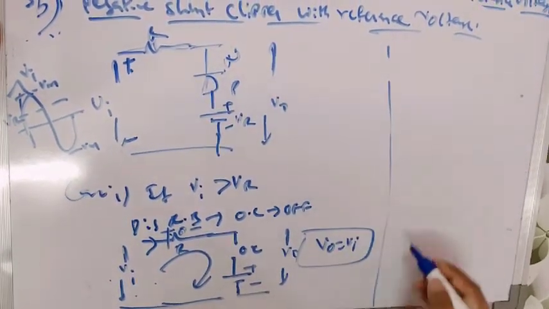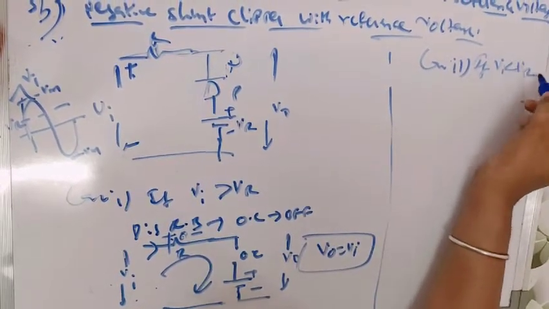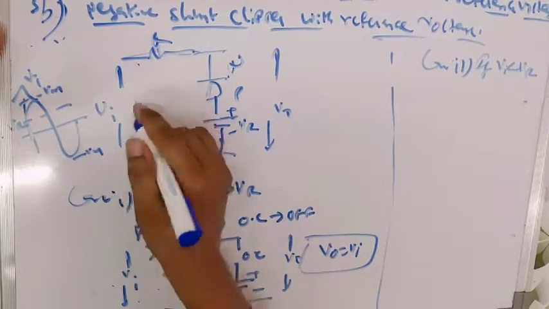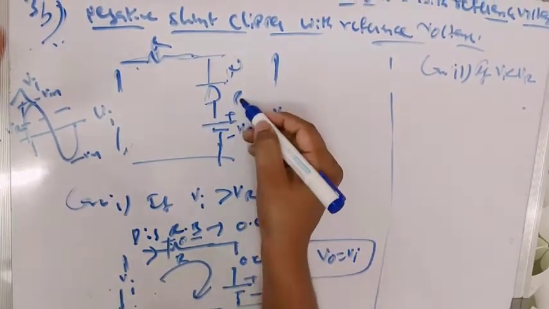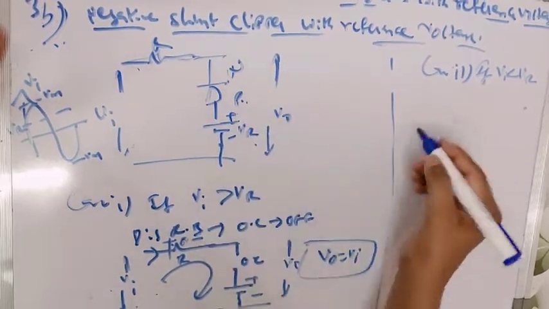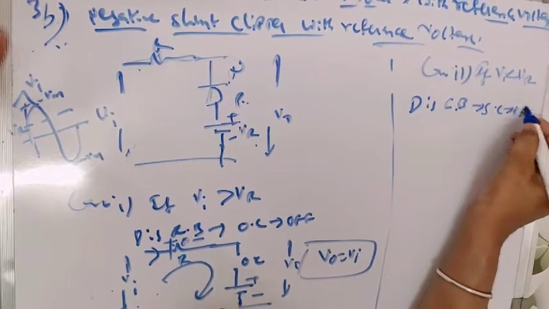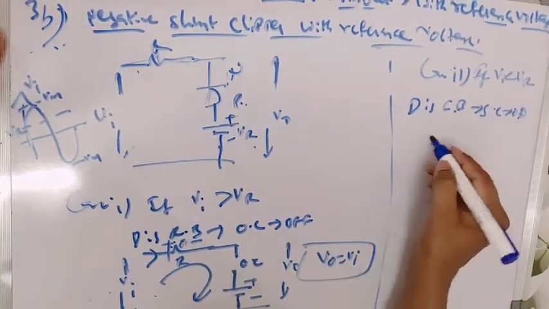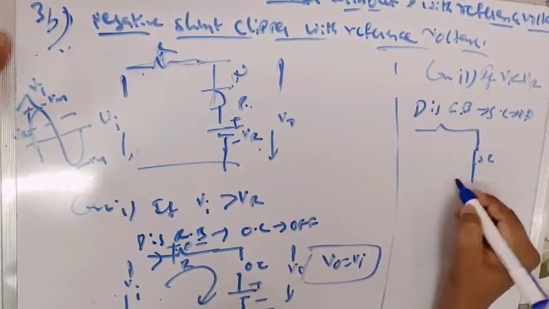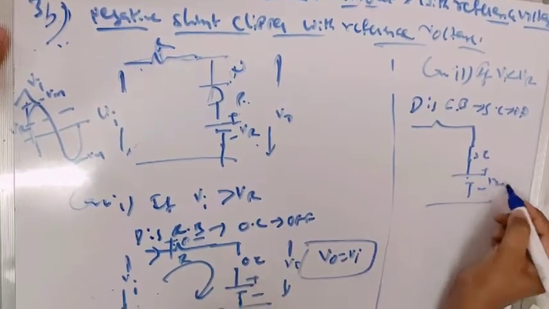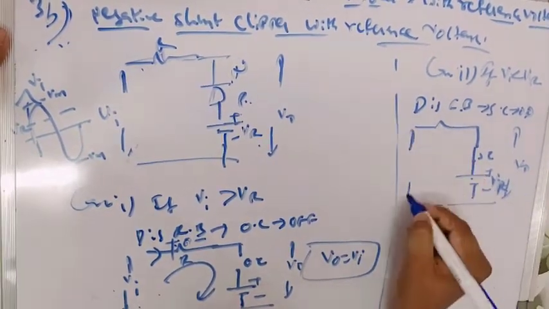Now case 2, if Vi less than Vr, that means whatever input voltage we are applying here will be less than Vr, which means more potential is given to the P type. When more potential is given to the P type, the diode is forward biased and is considered as a short circuit and it is an on switch. So when it is on, what is the equivalent circuit? It will be short circuited, with a reference voltage Vr, and the output will be taken across this combination of short circuit and reference voltage.